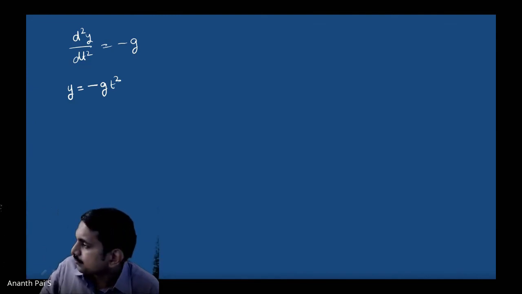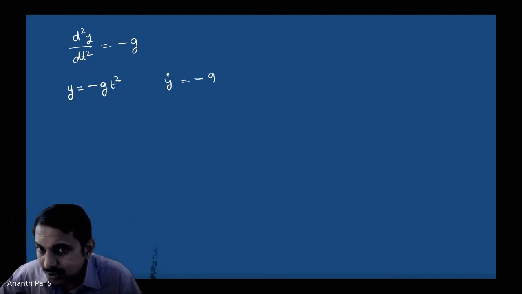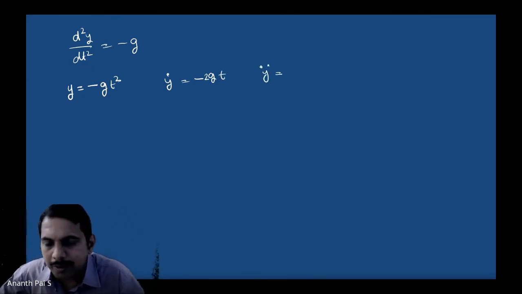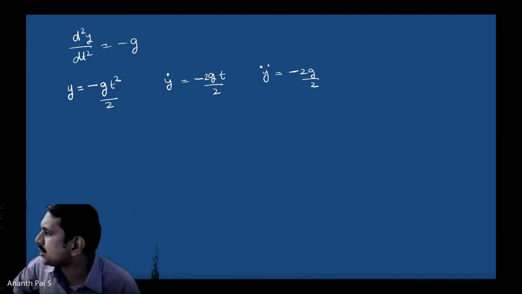Had I used y is equal to minus g t square as a solution, what would I have got? When you differentiate it once, y dot, I will use dot because of time, is minus 2g into t. Y double dot would be equal to minus 2g. So this is not proper. I should use gt square by 2. So let me use this. One solution is y is equal to minus gt square by 2.